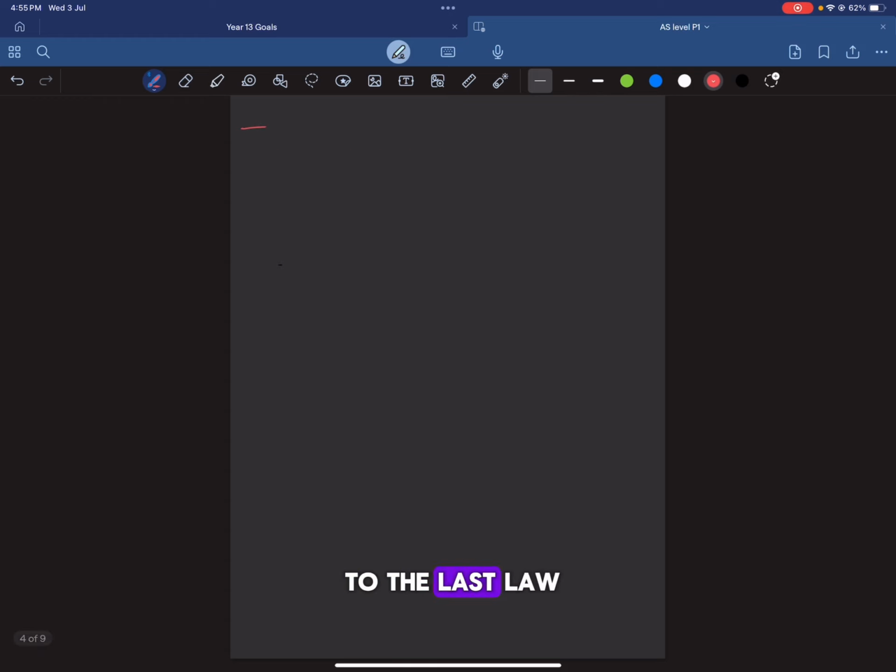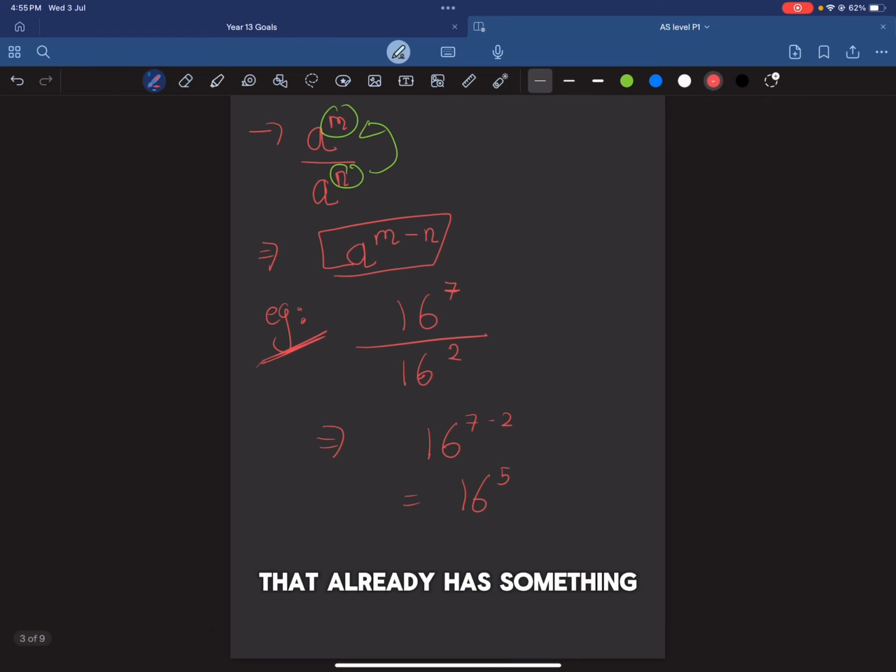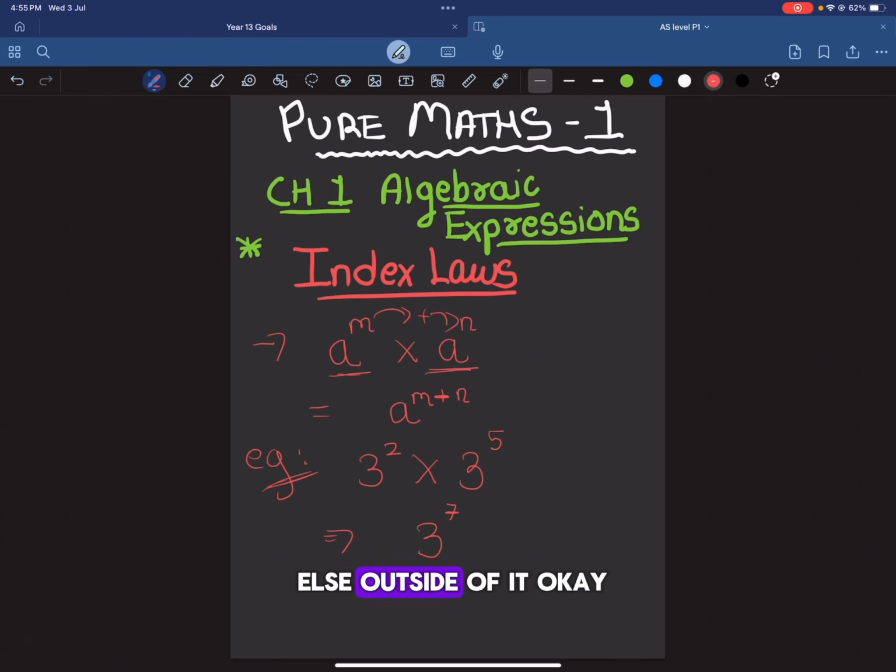Moving on to the last law, which is going to be, now let's say you have a constant a raised to the m. This time what you'll do is you'll put brackets around, and this entire bracket is raised to a power of n. Okay, now in this case, you'll keep the base same. Of course, you'll write a, and this time what you'll do is you will multiply these powers together. Why? Because one constant is raised to something that already has something else outside of it.